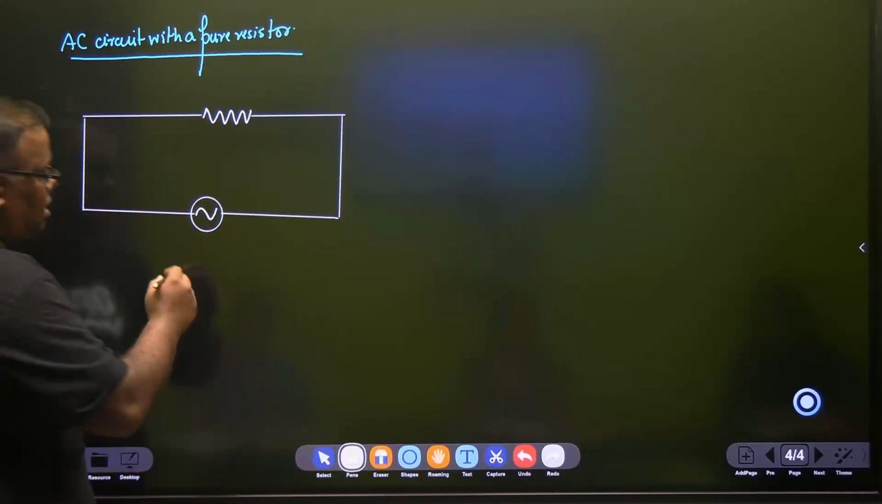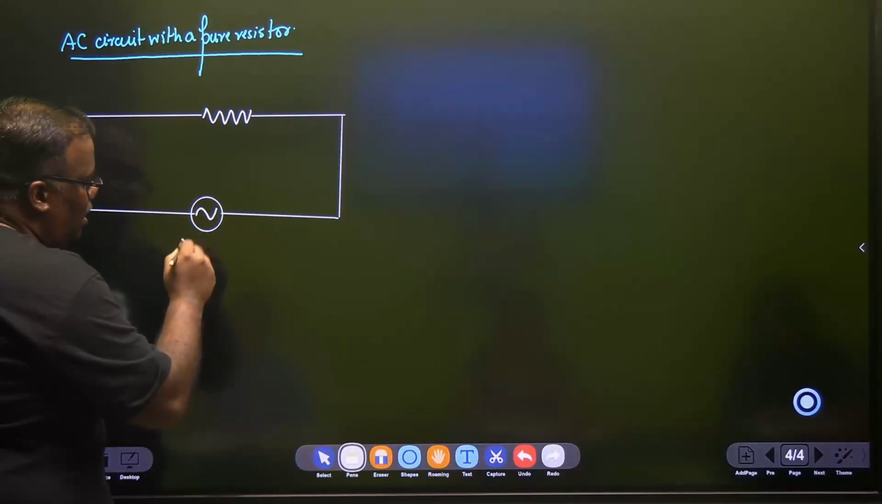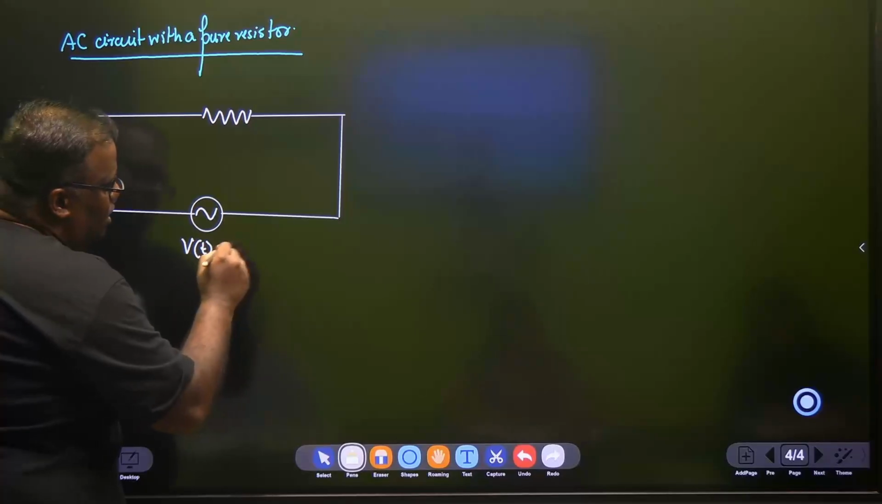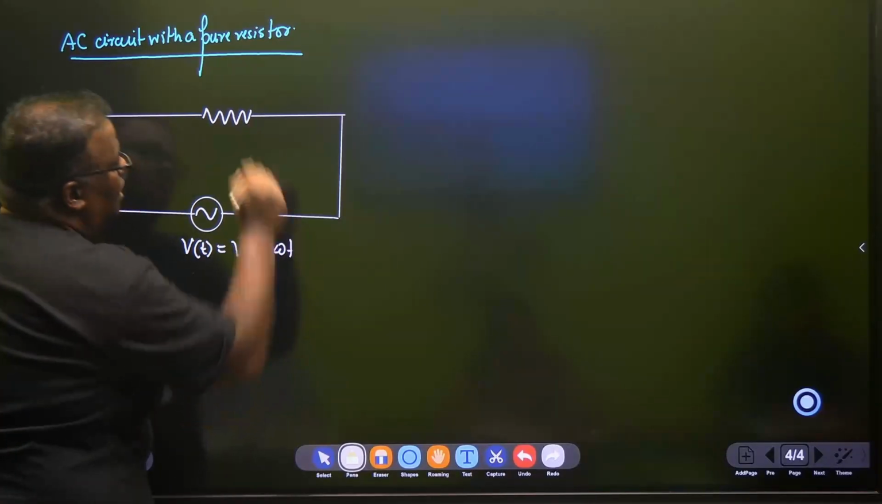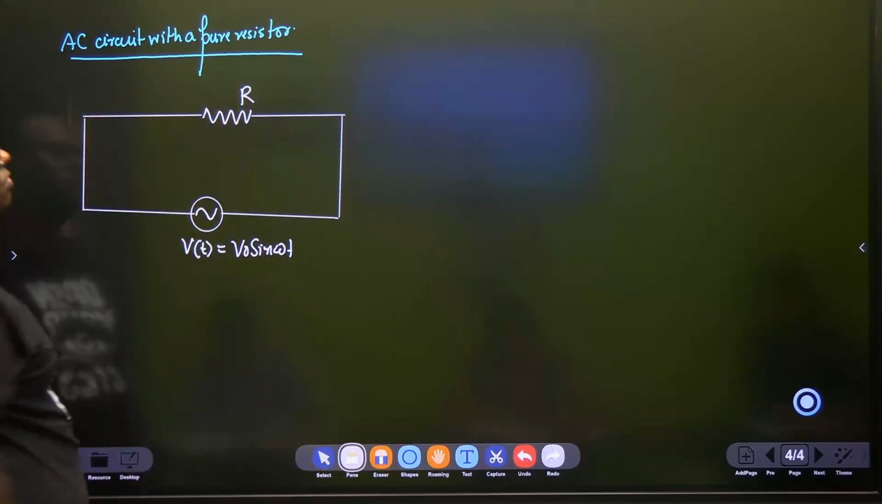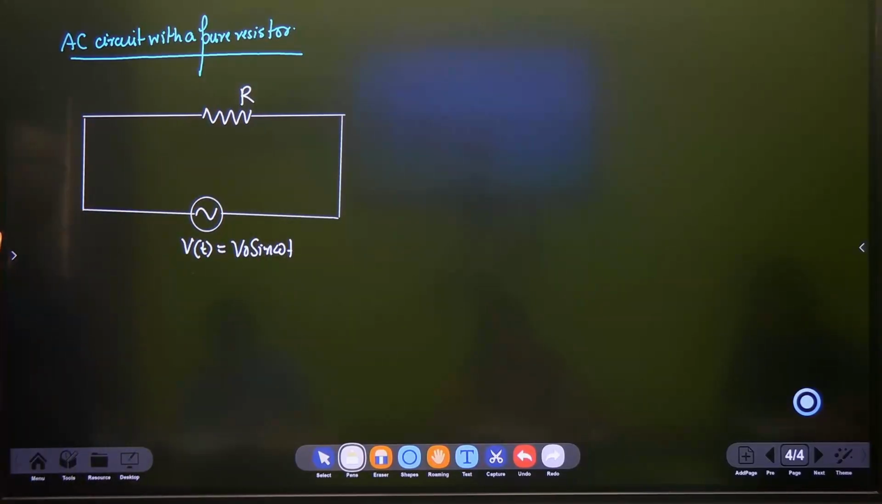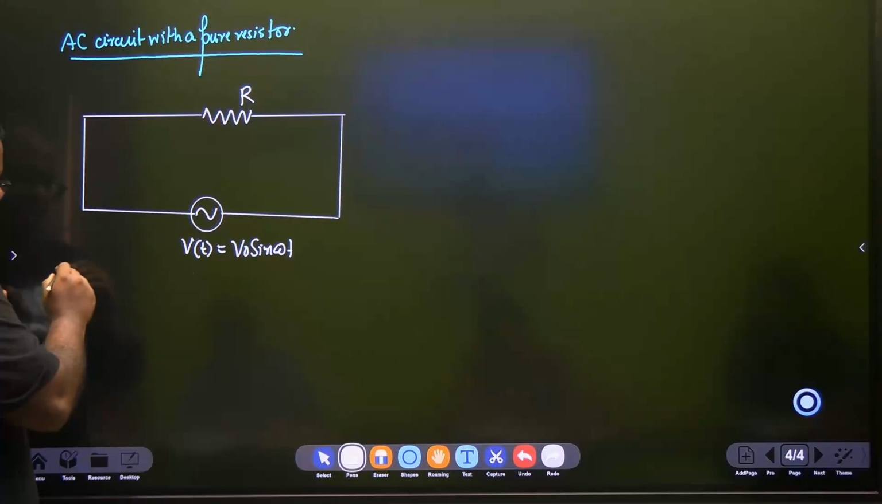So I call this an AC circuit, which is giving you an EMF where the EMF condition is V at t is equal to V naught sine omega t, and this circuit has only a pure resistance, which is given by R. And I'm interested in finding out the instantaneous current I.